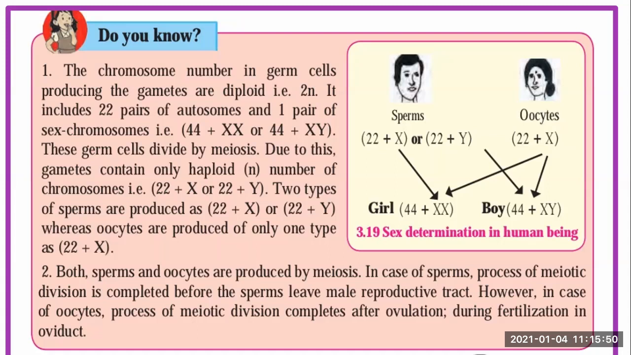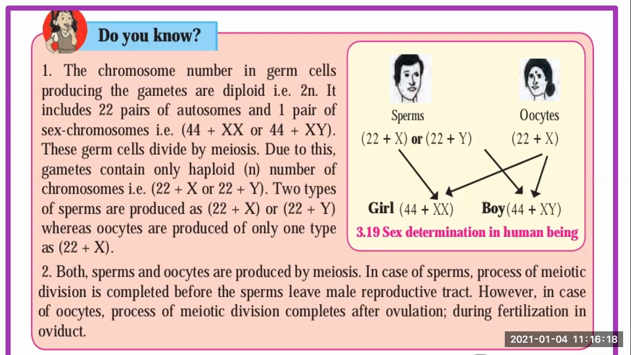Due to this, gametes contain only the haploid, that is n, number of chromosomes, that is only 22 plus X or 22 plus Y. Two types of sperms are produced, 22 plus X or 22 plus Y. Whereas oocytes are produced of only one type, as we have only XX in a female counterpart. So that's why 22 plus X.